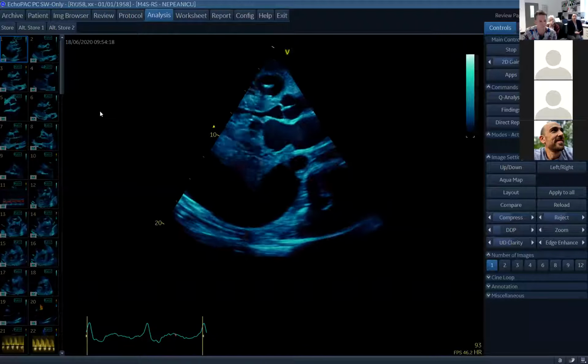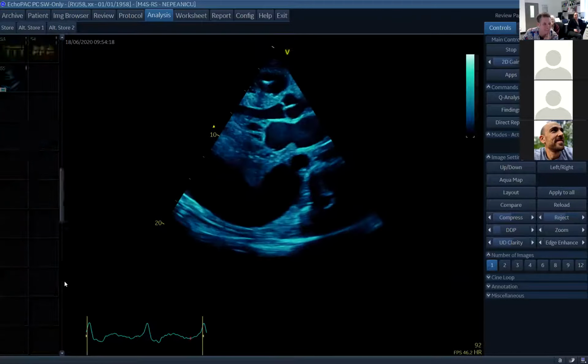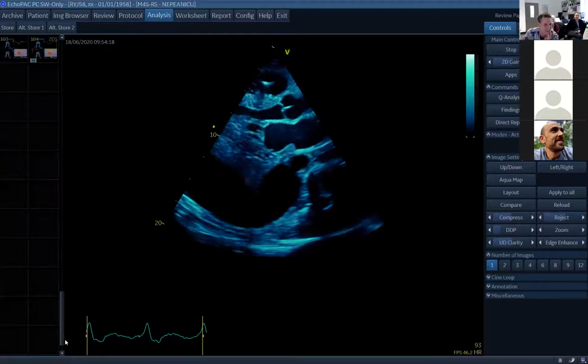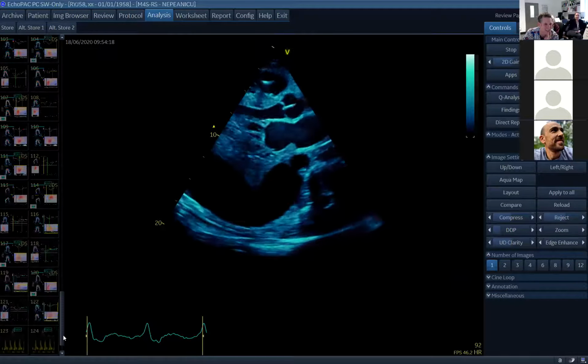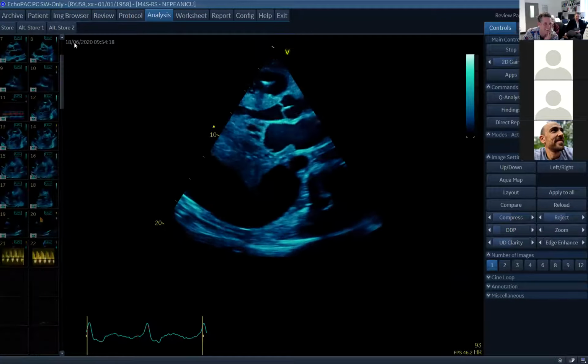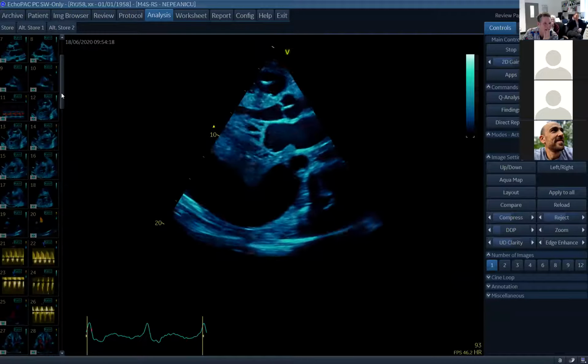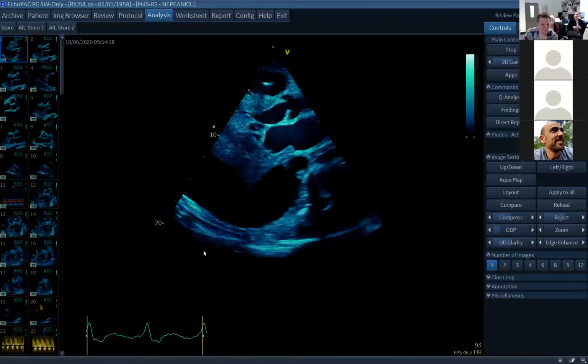Would it be possible to look at the lungs first? No. The lungs are filled with water and a pleural effusion. So this is a parasternal long axis view. Very good.